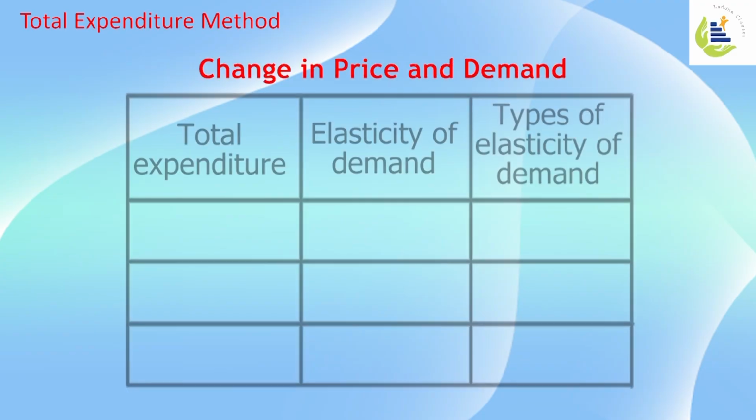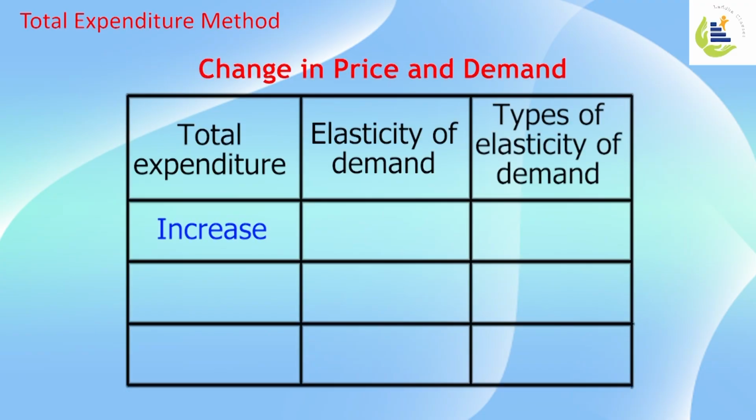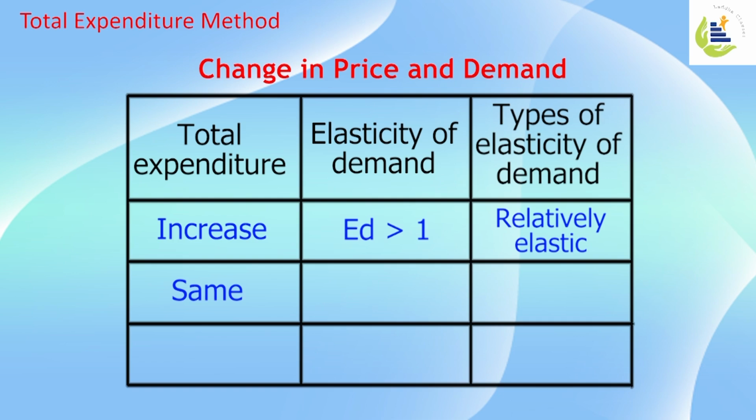When due to change in prices, there is an increase in total expenditure, then we say the elasticity of demand is greater than 1, which means the demand is relatively elastic. If I take this analogy to the next level, due to change in prices and demand, the total expenditure remains the same. That is, there is no change in earlier expenditure and new expenditure. What do I understand? That elasticity of demand remains 1, and that is, the demand is unitary elastic.